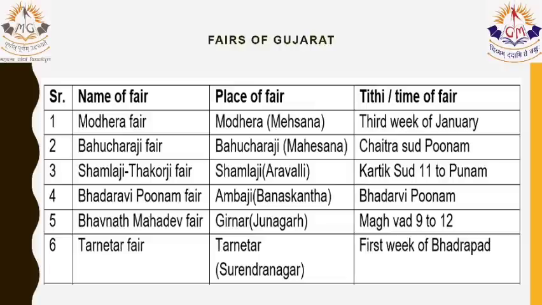Next is Bhavnath Mahadev fair. Bhavnath Mahadev fair is held at Girnar, which is in Junagadh. This is also held according to the Hindu calendar in the month of Maha, Vad 9 to 12, that is before Poonam, Nom to Baras.